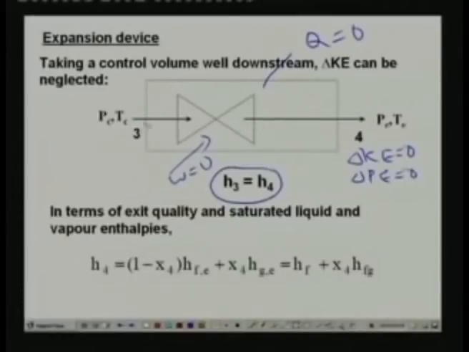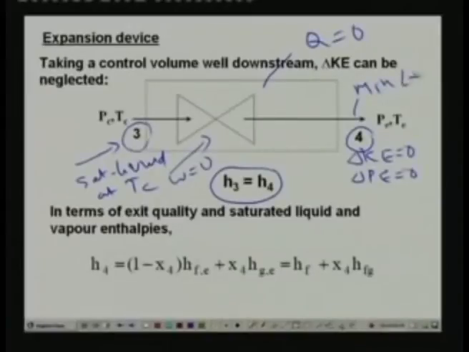Now, what is the state of the refrigerant at the inlet of the throttling device? This is saturated liquid, right? Saturated liquid at condenser temperature. Whereas state 4, if you look at the TS diagram, is a mixture of liquid and vapor. So this is a mixture of liquid plus vapor at evaporator temperature and pressure.